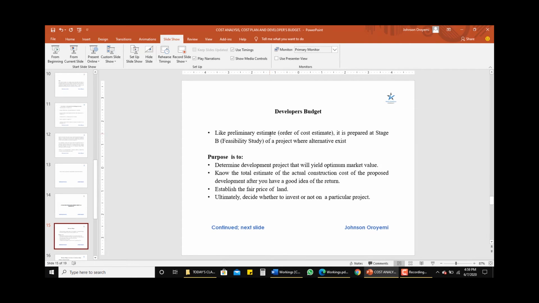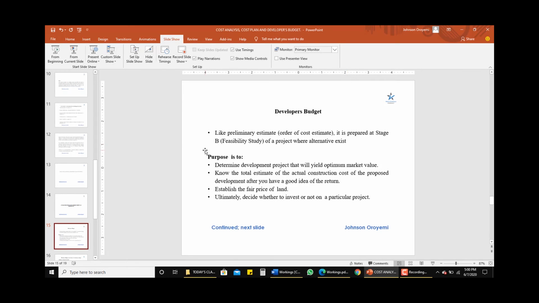actually look at developer's budget. Now someone might ask, why developer's budget? Let me quickly say here that, like the preliminary estimate, a developer's budget is prepared at stage B, the feasibility study stage of a project, where alternatives exist. That is, in a situation where we have alternative designs. In such a situation, there is a need for us to prepare a developer's budget.